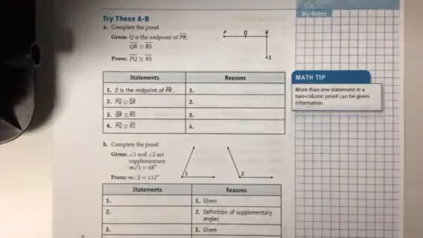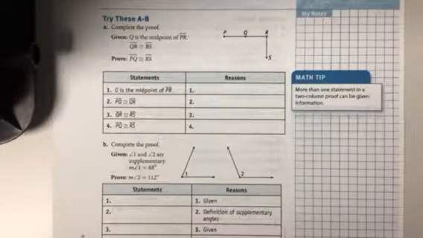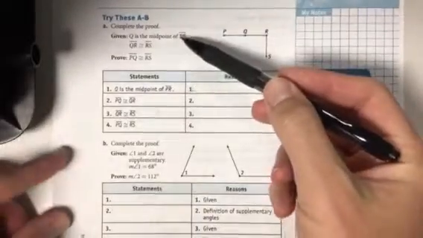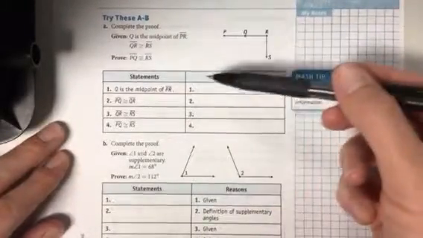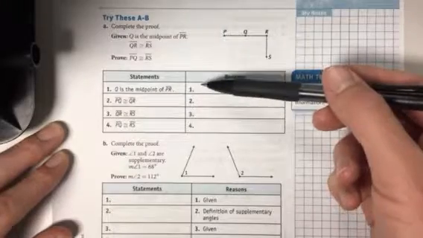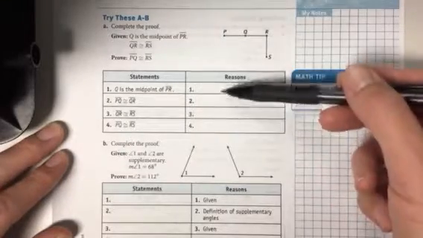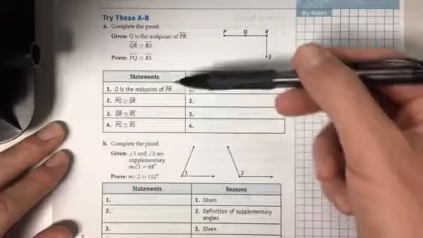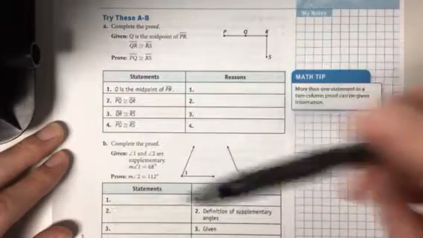So, guys, we always start with our given information. So, we're going to take a look up here. We're going to look at what's given. And in this particular example, all they want us to do, guys, is write down our reasons on the right-hand side for each statement that they've already provided.